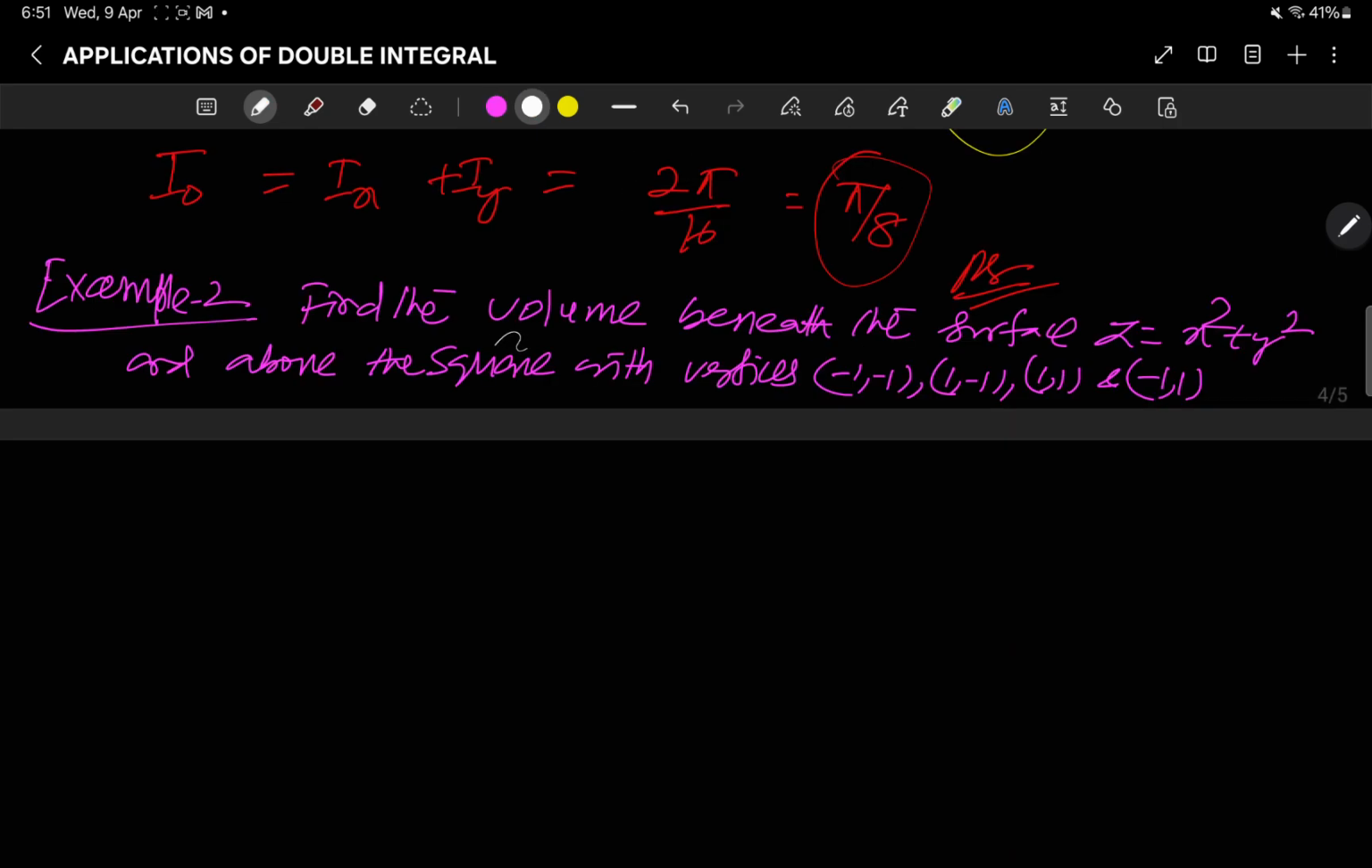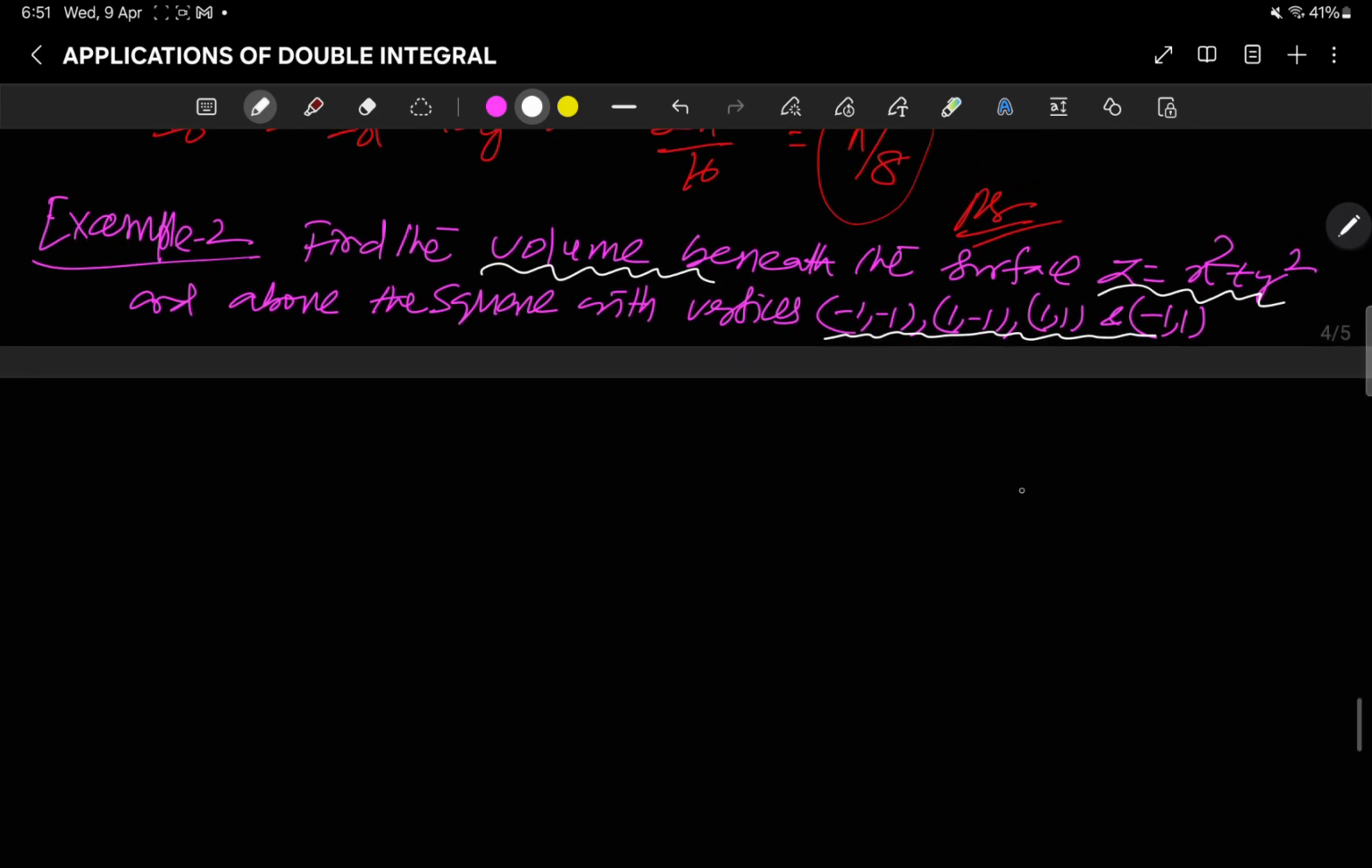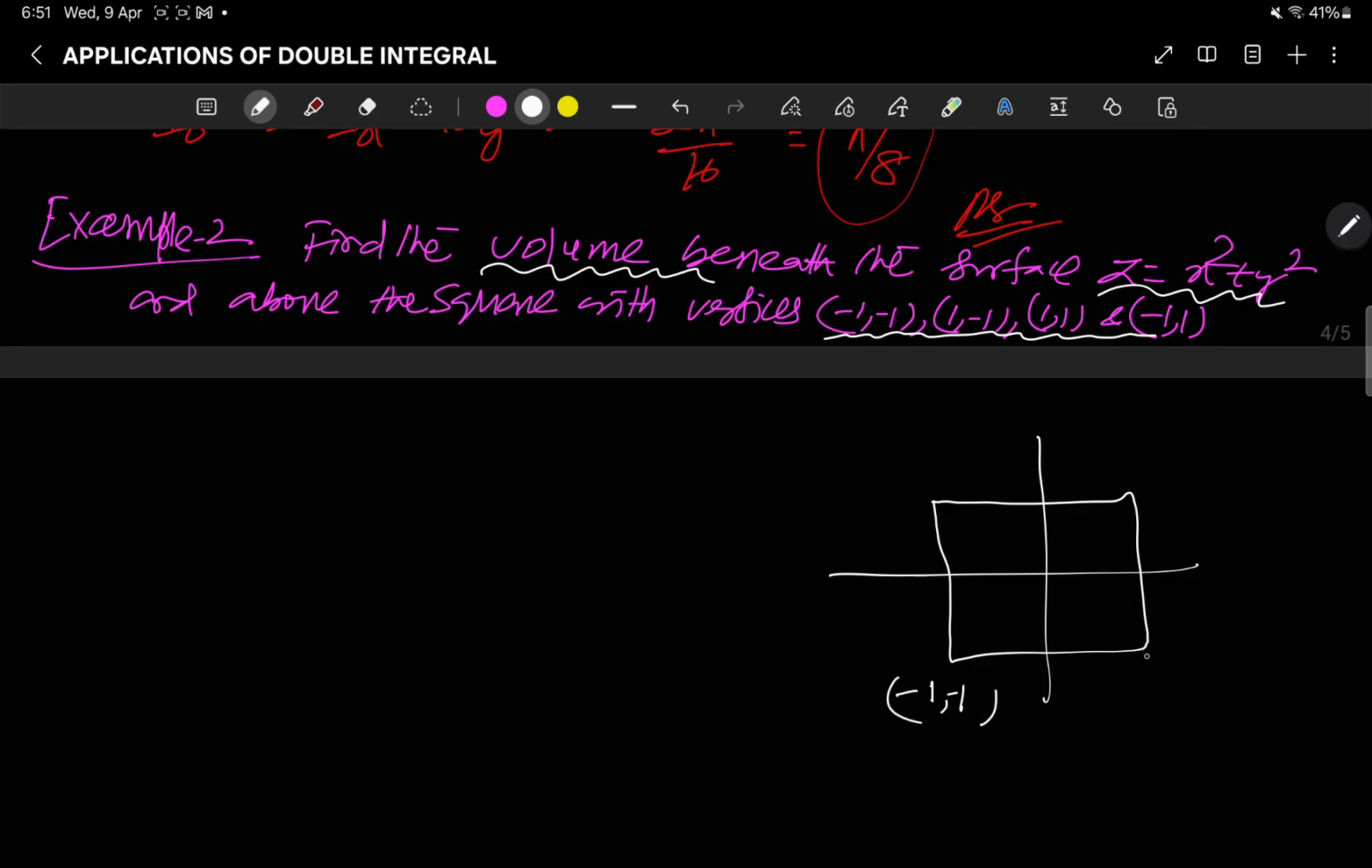So coming to one more example, find the volume beneath the surface. This is the surface, and above this square with these vertices. So here as you see, the square has vertices minus 1, minus 1 in the third quadrant; in the fourth quadrant it is 1, minus 1; here it is 1, 1; and here it is minus 1, 1.